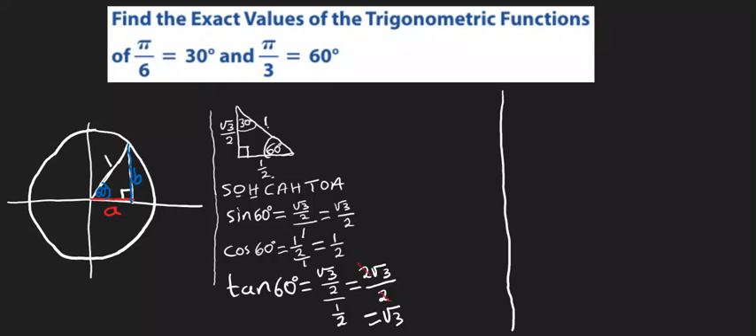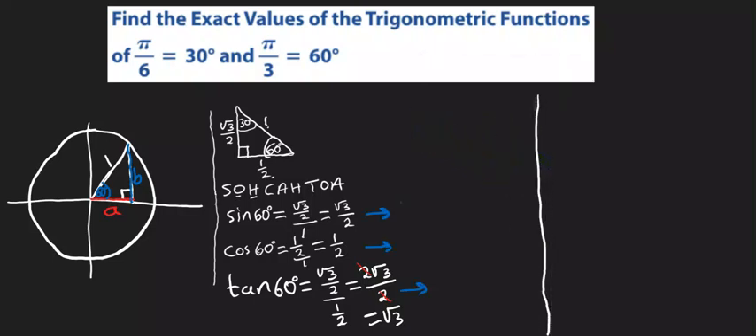Now, how do we find the reciprocals of this? I will need to shift this line somewhere a little bit further. Okay, now let's find the reciprocals of these trigonometric functions with 60 degrees. For sine 60 degrees, we have csc 60 degrees, which is equal to 2 over the square root of 3.